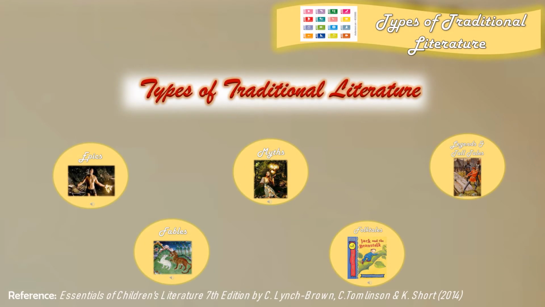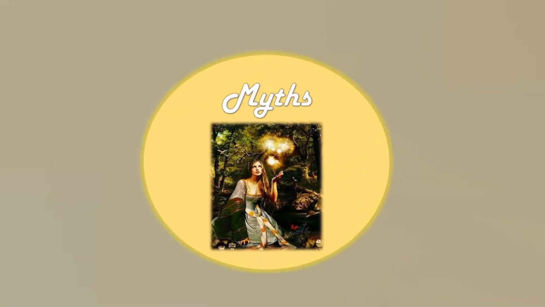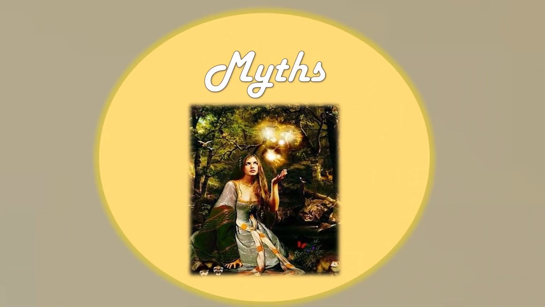Types of traditional literature. Myths. Myths are stories that recount and explain the origins of the world and the phenomena of nature. They are sometimes referred to as creation stories. The characters in these stories are mainly gods and goddesses, with occasional mention of humans, and the setting is high above earth in the home of the gods.